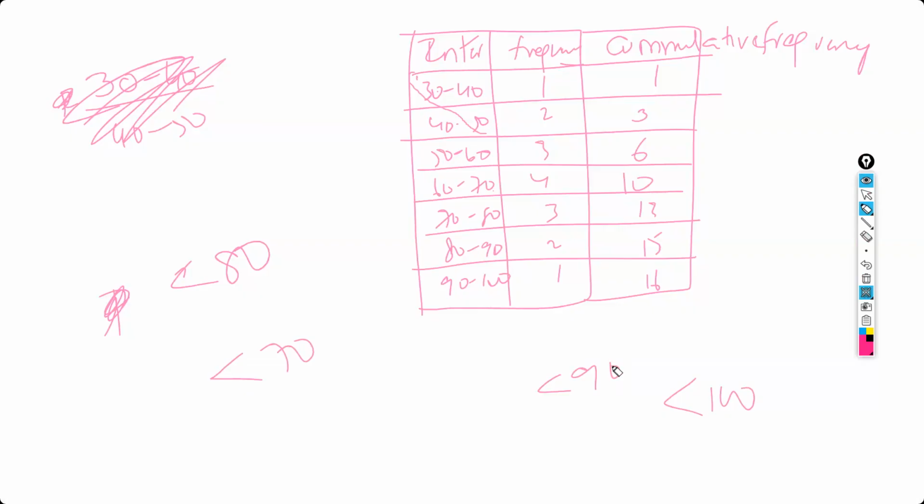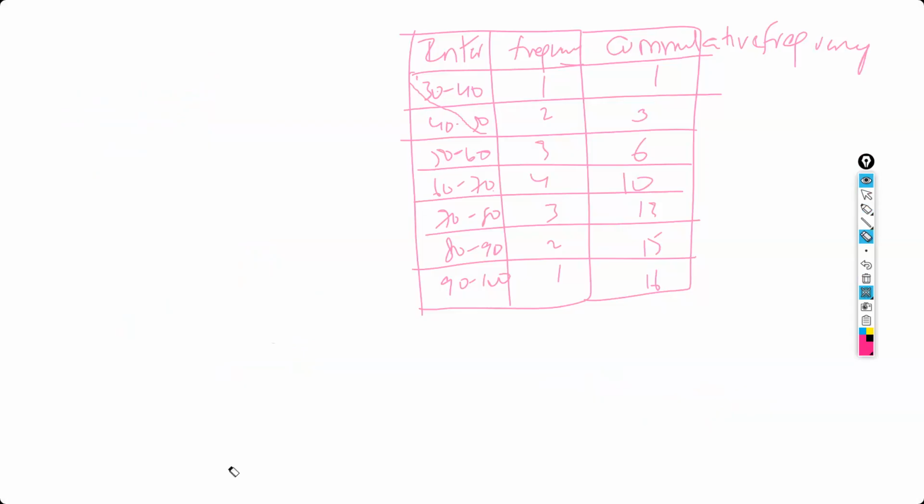Point is clear? I told you before, right? So whenever they ask how many records are there with marks less than 90, it means automatically from the minimum value to 90. That calculation from the minimum value to that particular value is always called cumulative frequency. Cumulative frequency table is clear for everyone?